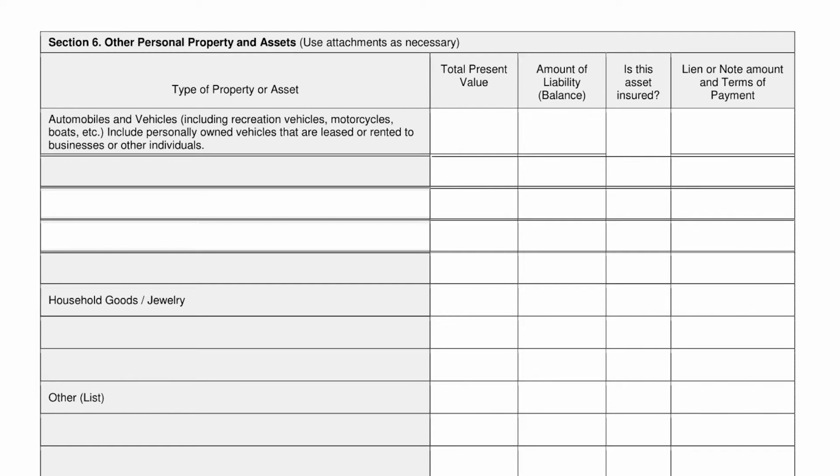The balance of any liabilities, whether the asset is insured, and lien or note information and terms of payments. For accounts and notes receivable, enter the total value of all monies owed to you personally, if any. This should include shareholder loans to the applicant firm, if those exist. If the asset is insured, you may be asked to provide a copy of the policy. You may also be asked to provide a copy of any lien.